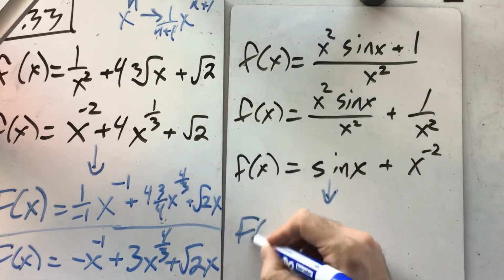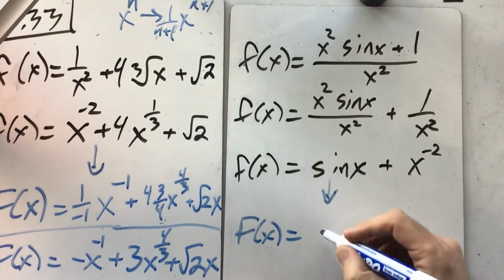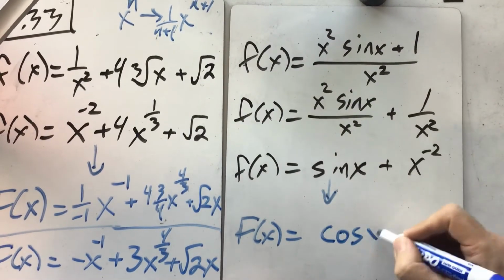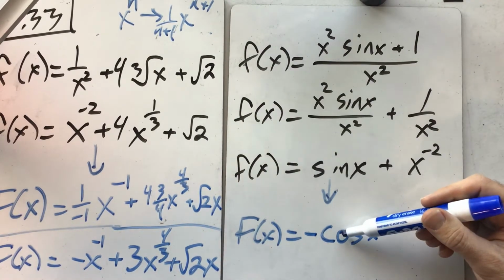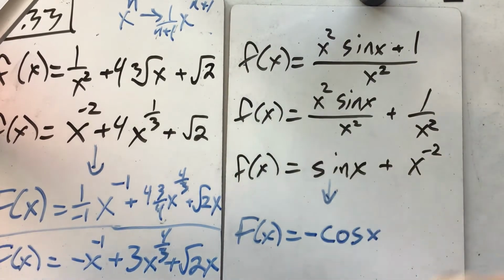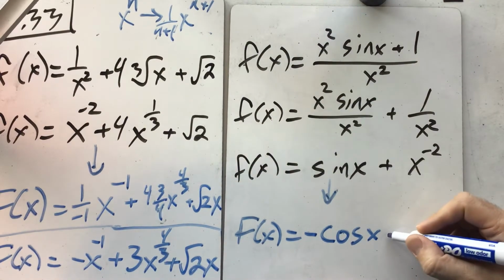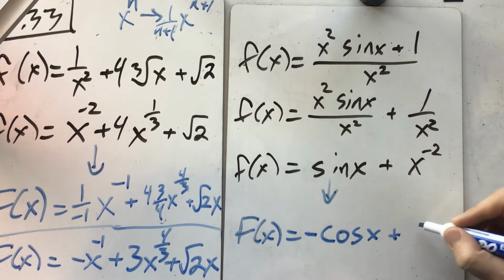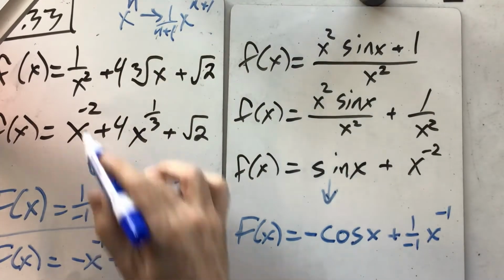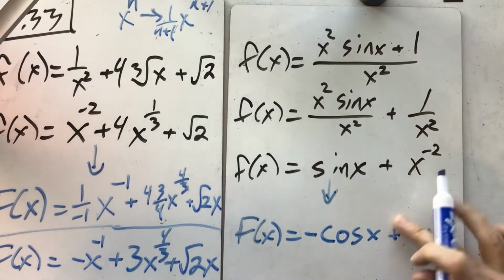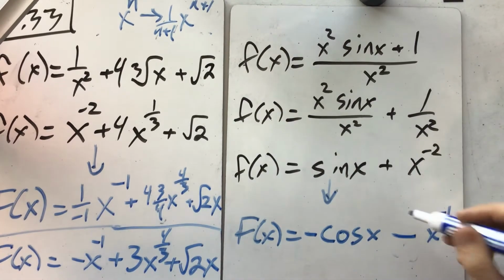And so my antiderivative is sine of x is cosine, but it's not cosine, it is negative cosine. How can I tell? I say, well, what's the derivative of cosine? The derivative of cosine is negative sine, so I need this negative on here. Negative cosine, and then we've got plus 1 over negative 1 x to the negative 1. This is the same problem we did right here. So what if I just make it 1 over cosine minus x to the negative 1?